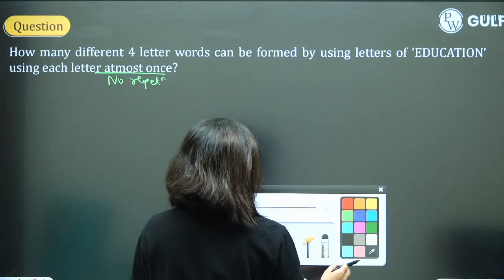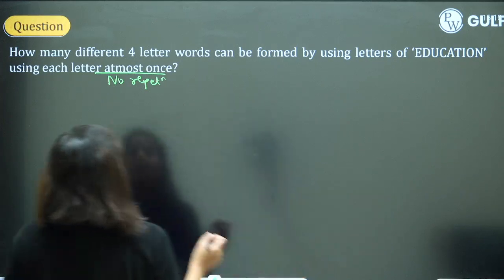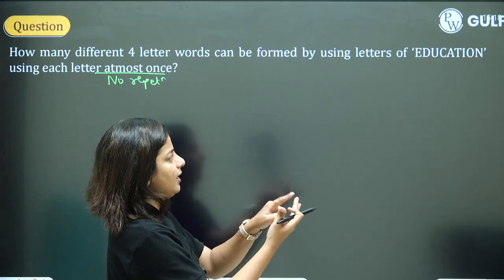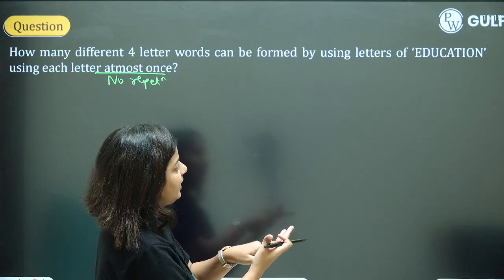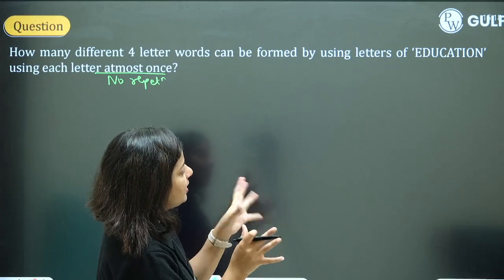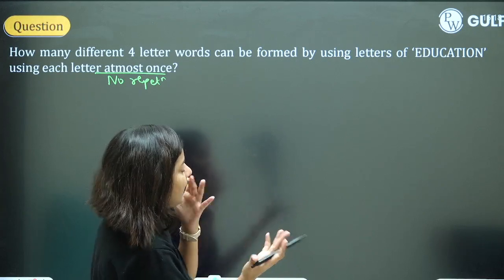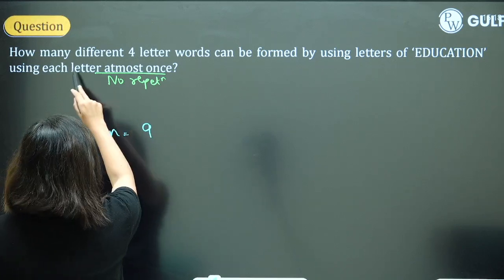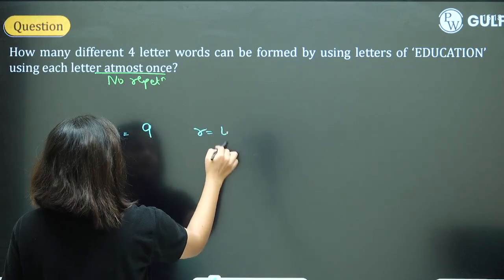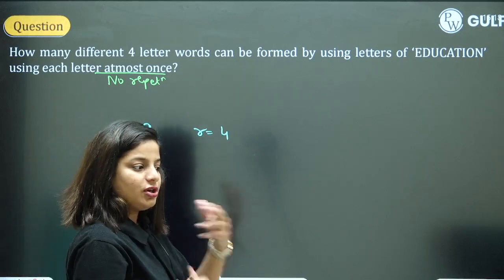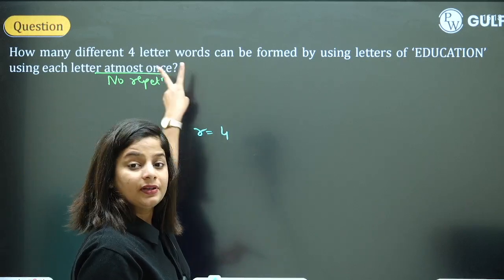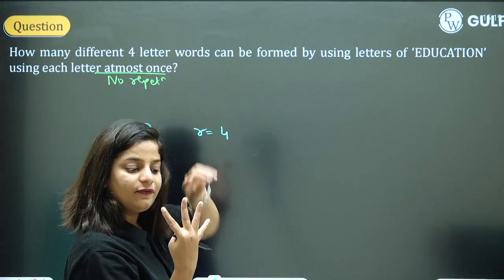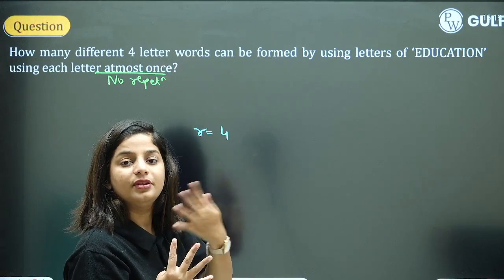Four letters, EDUCATION. There are 9 letters, with no repeating letters. Out of these 9 letters you have to take 4 letters, and you also have to arrange them. I want to know in how many ways they can be arranged. How many 4-letter words can be formed?